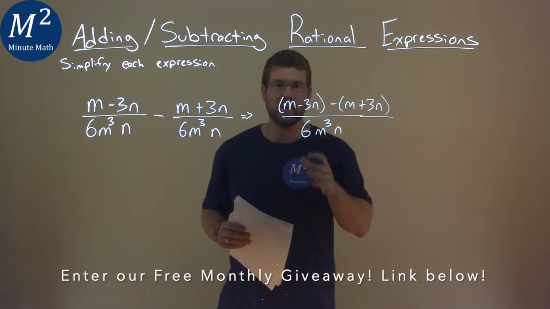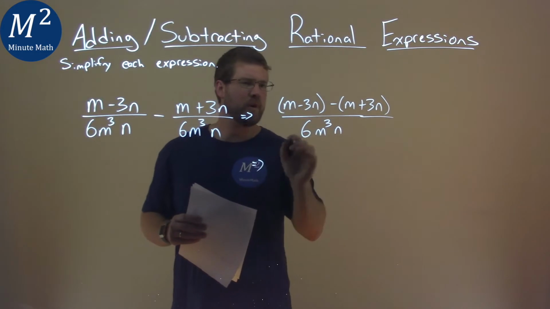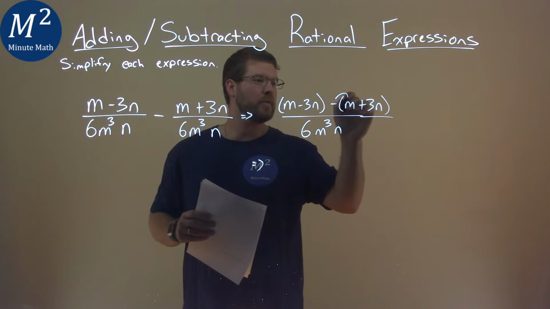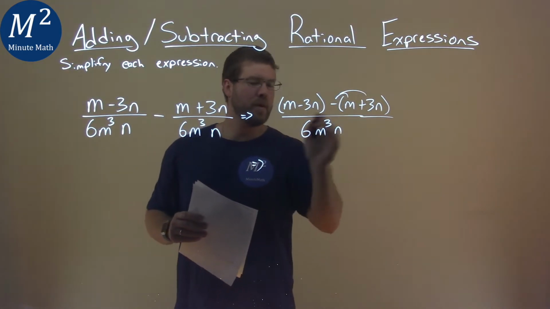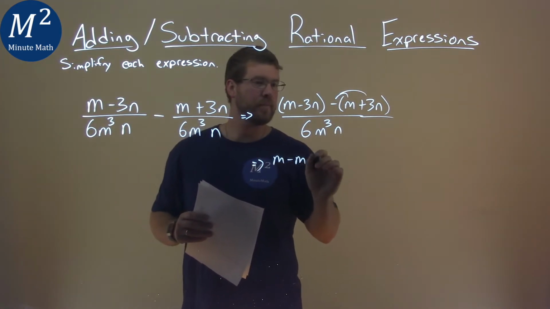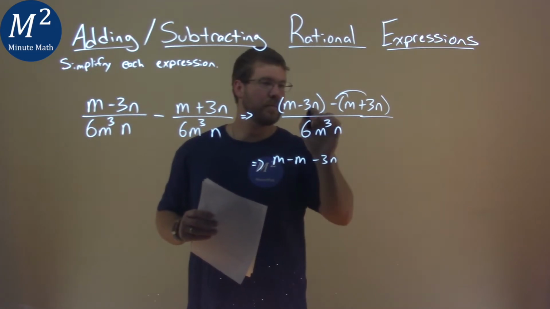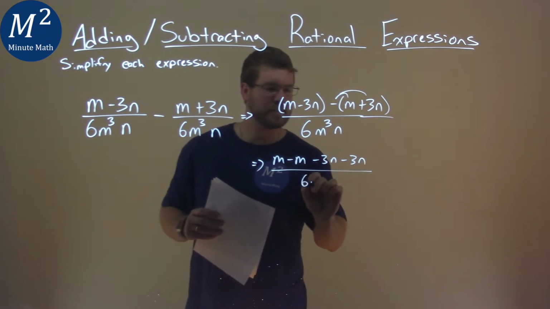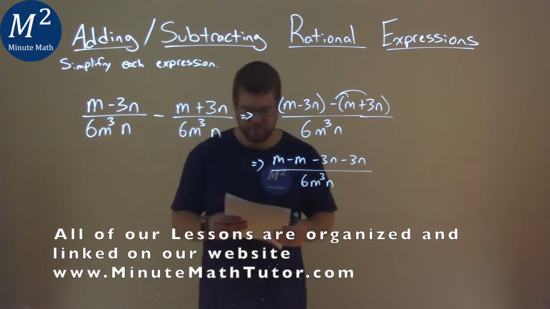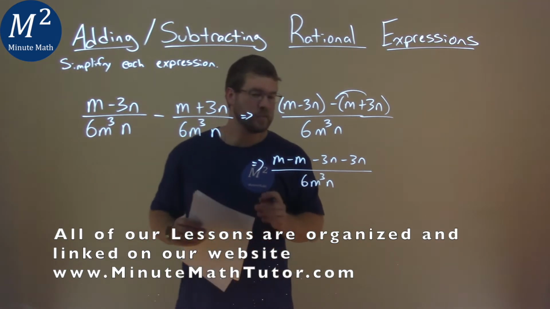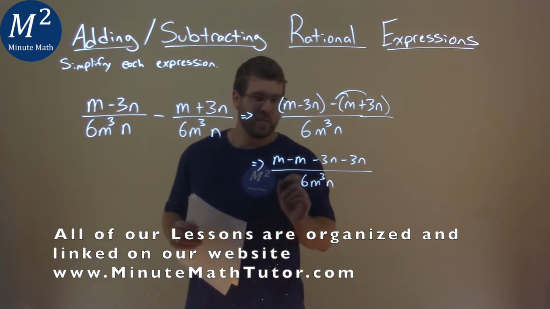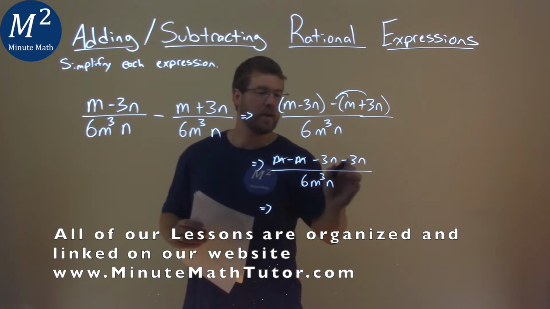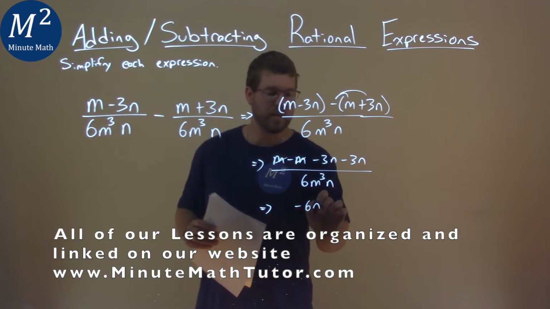Then from here, we want to combine our like terms. So let's rewrite what is going on. I'm going to distribute this minus sign to both parts as I go. So we have m minus an m here, then we have a minus 3n here, and then a minus 3n. And that's going to be over a 6m to the third power n. Combining our like terms, we have m minus an m cancels each other out. It's going to be 0. So we have negative 3n minus 3n, which is a negative 6n in the numerator.